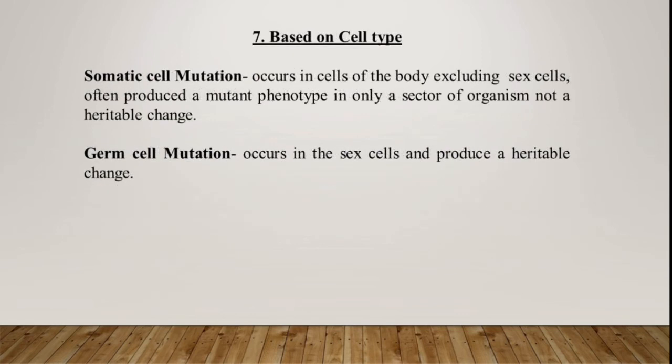Next parameter is cell type. Based on cell type, there are two types of mutation. One is somatic cell mutation and another is germ cell mutation. So what is somatic cell mutation? These mutations occur in body cells, not in sex cells. They often produce a mutant phenotype in only a sector of the organism, and it is not a heritable change. Next is germ cell mutation. It occurs in sex cells and produces a heritable change.